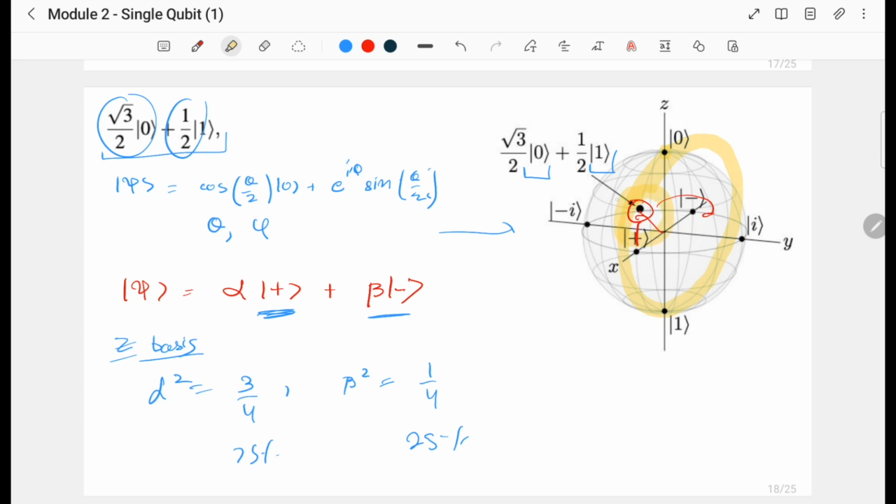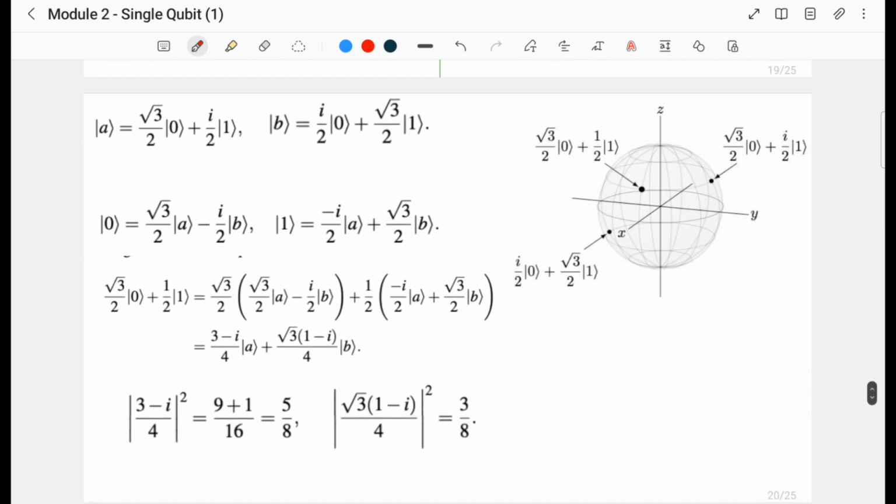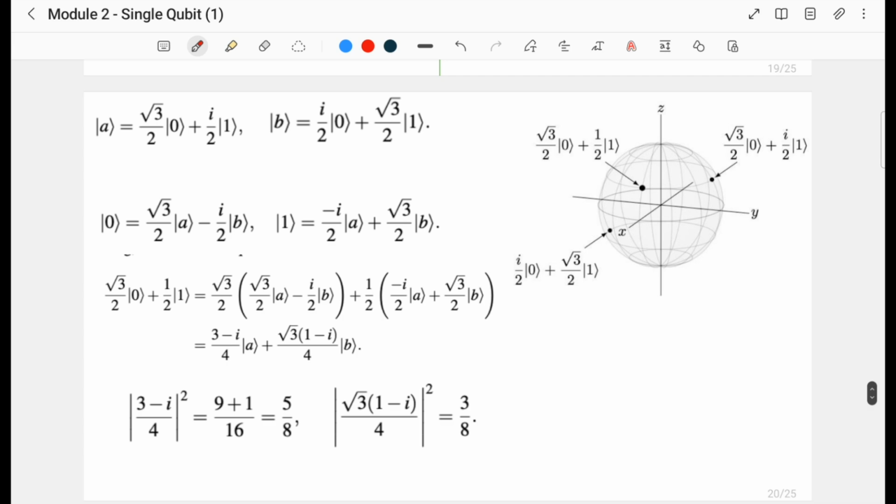It's on this plane. So if we were to take the north and the south pole as this on the y-axis, this would be our equator. So it's exactly on the equator as we expected. Okay. Now let's take a completely different basis, like completely arbitrary.